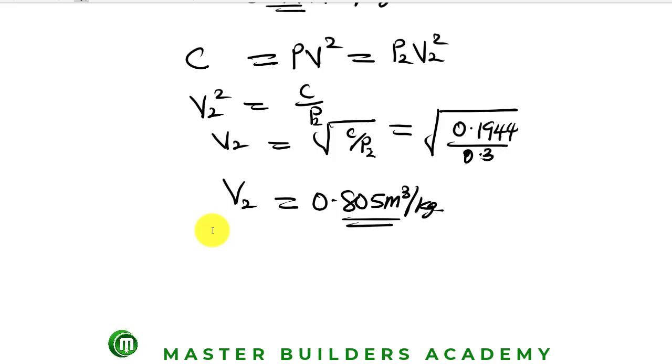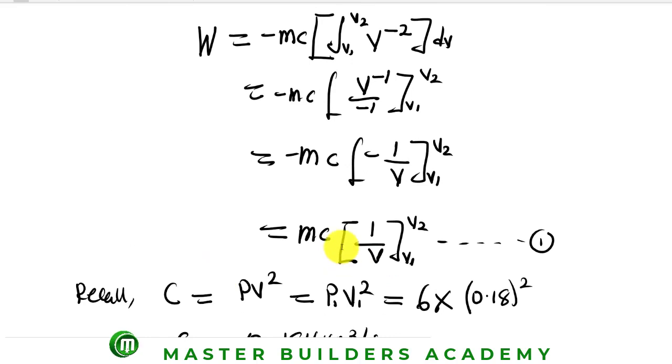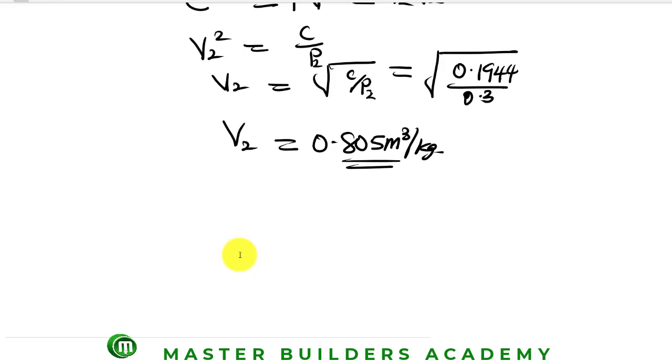So guys, we have been able to obtain the value of V2, and then we have the value of V1. So we can now come back to equation 1, which is our work done, as you can see from here, work done between process 1 to 2, and then put in the value of M, put in the value of C, put in the value of V1 and V2, and we are good to go. So if this is clear enough, all we just need to do now is to come over here and have that work done.